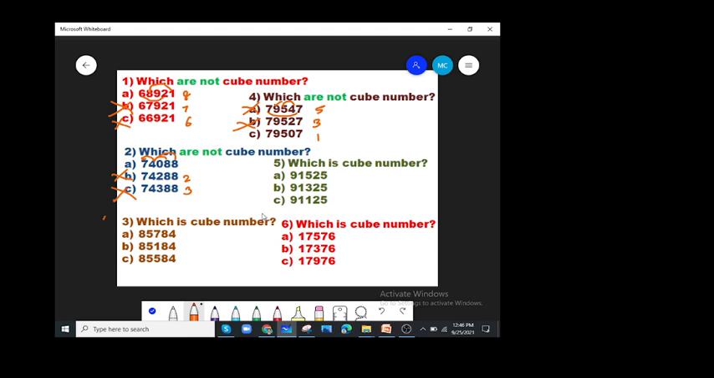But the remaining 3 questions ask which is a cube number. Which is not a cube number we can tell, but which is a cube number we can't say. Because using the technique, we can observe that if you divide by 9, if the remainder is not 0, 1, 8, it is not a cube number. We can tell that very clearly. What about a cube number? You should know the technique for a perfect cube number. The next technique I am going to tell you. Are you ready?